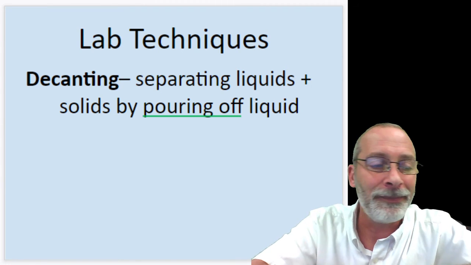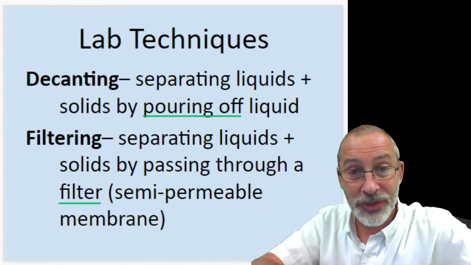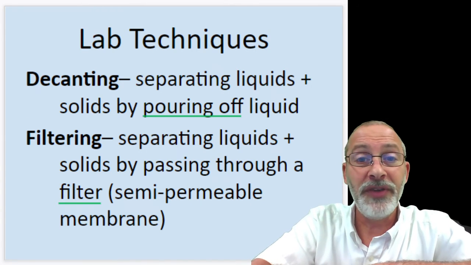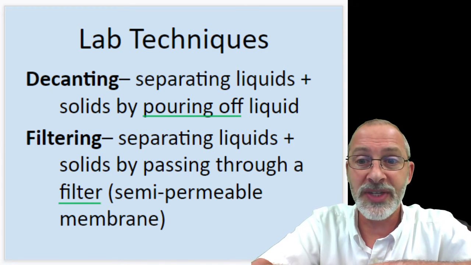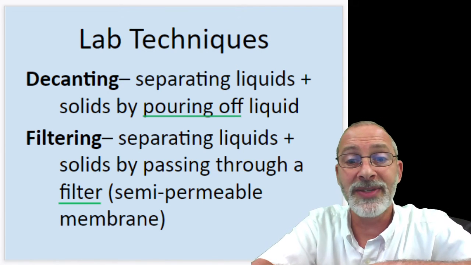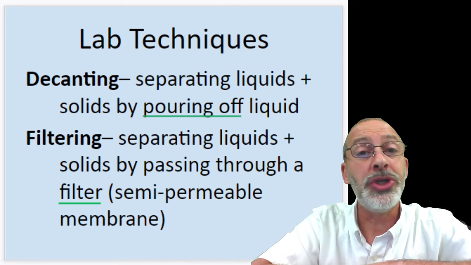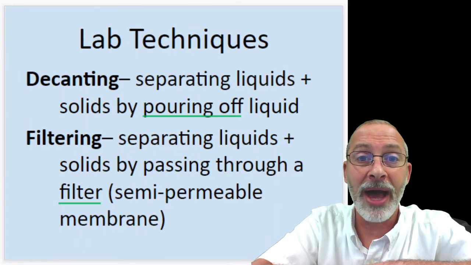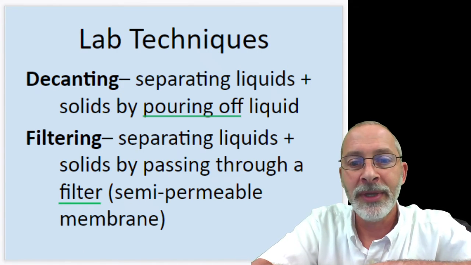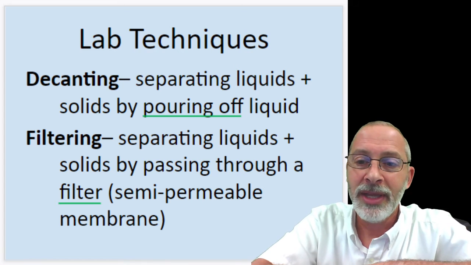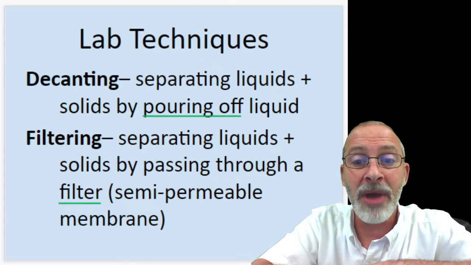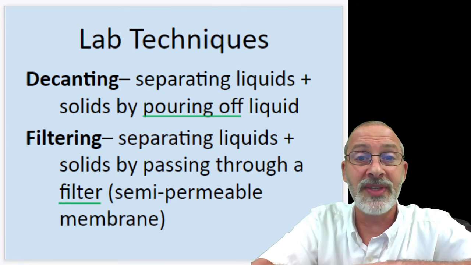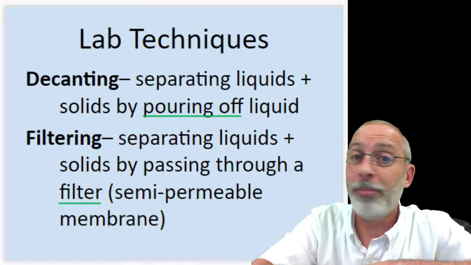That's decanting. Now, let's move on to the next term, however, which is filtering. Filtering, by definition, is separating liquids and solids by passing through a filter, which you may recall from last year when we learned about cell membranes being semi-permeable, that a filter is a semi-permeable membrane, or a membrane or substance that allows some things through, but not other things.